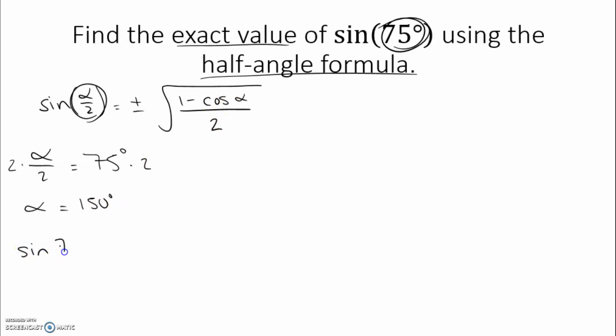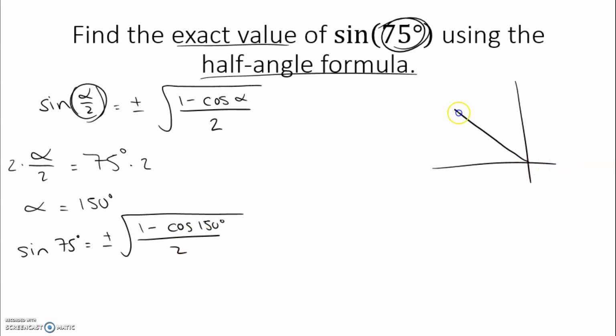So sine of 75 is equal to plus or minus the square root of 1 minus cosine of 150 all over 2. Okay, so 150, that is in the second quadrant. So this is 150. This will have a reference angle of 180 minus 150, or 30. There's 90, there's 60. This is square root of 3, and it's negative. Here's 1, and here's 2. So cosine of 150 is going to be negative square root of 3 over 2.